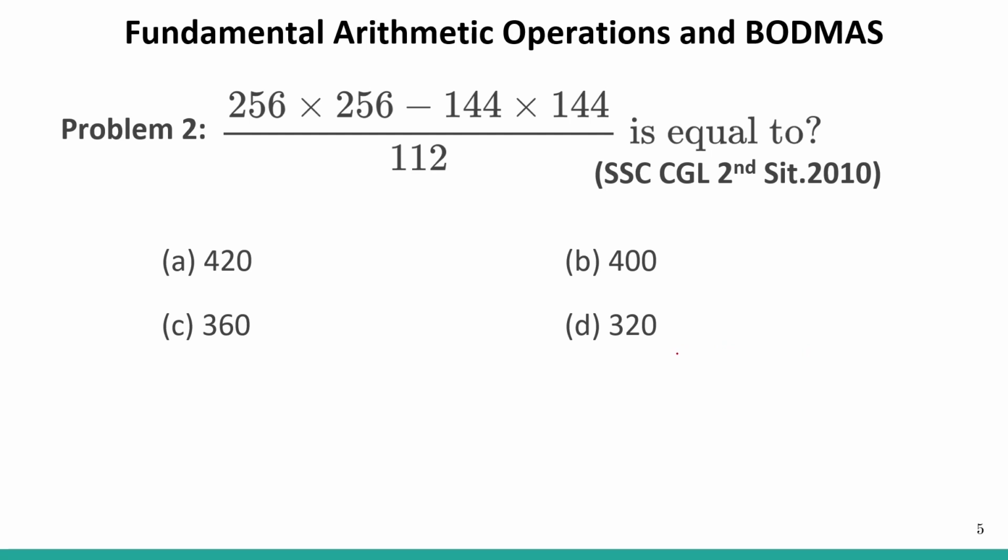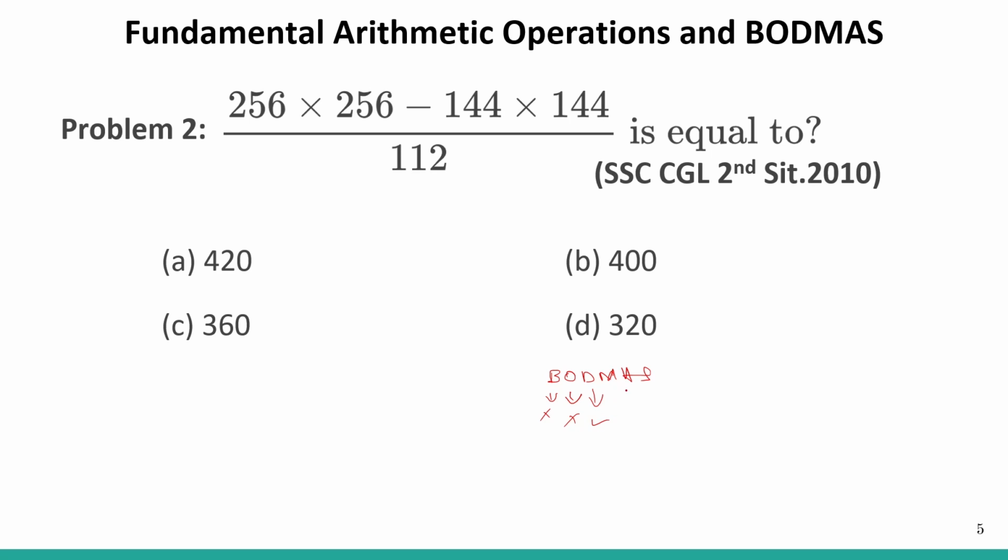It asks us: 256 into 256 minus 144 into 144 whole divided by 112 is equal to what? We'll use the BODMAS rule here. In the numerator, you can see there are multiple arithmetic operations. Wherever you see multiple arithmetic operations and brackets, you remember BODMAS. You search for brackets, there are none. You search for powers or exponents, there are none. Then you search for division, yes, there is.